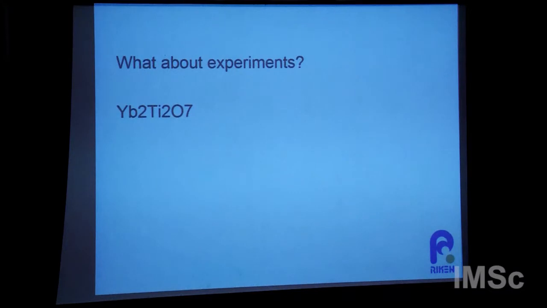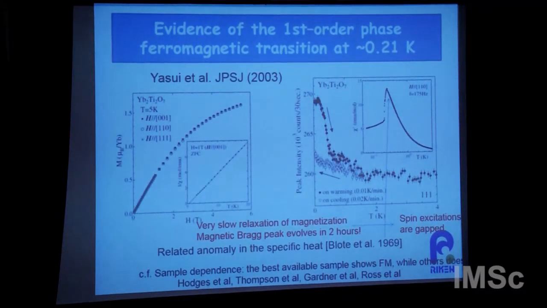The last material is an even more subtle material, yttrium titanate. Actually, all these pyrochlore series of materials were investigated in the 60s. It was already known that this material shows a sharp ferromagnetic order phase transition. In any case, this is one of the early results by a Japanese group.